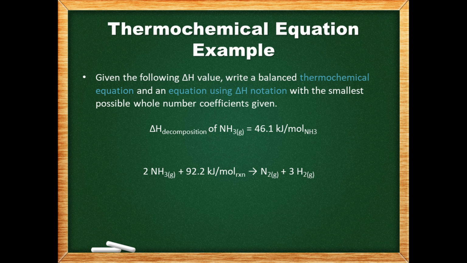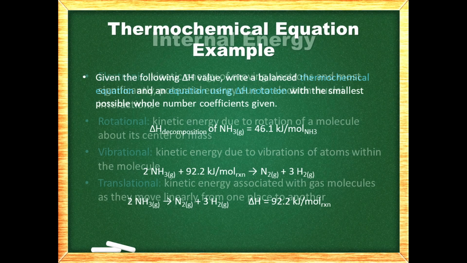The delta H value is positive, so this is an endothermic reaction, and we place the value on the left side. We then write the delta H notation, with the delta H value separate from the equation.